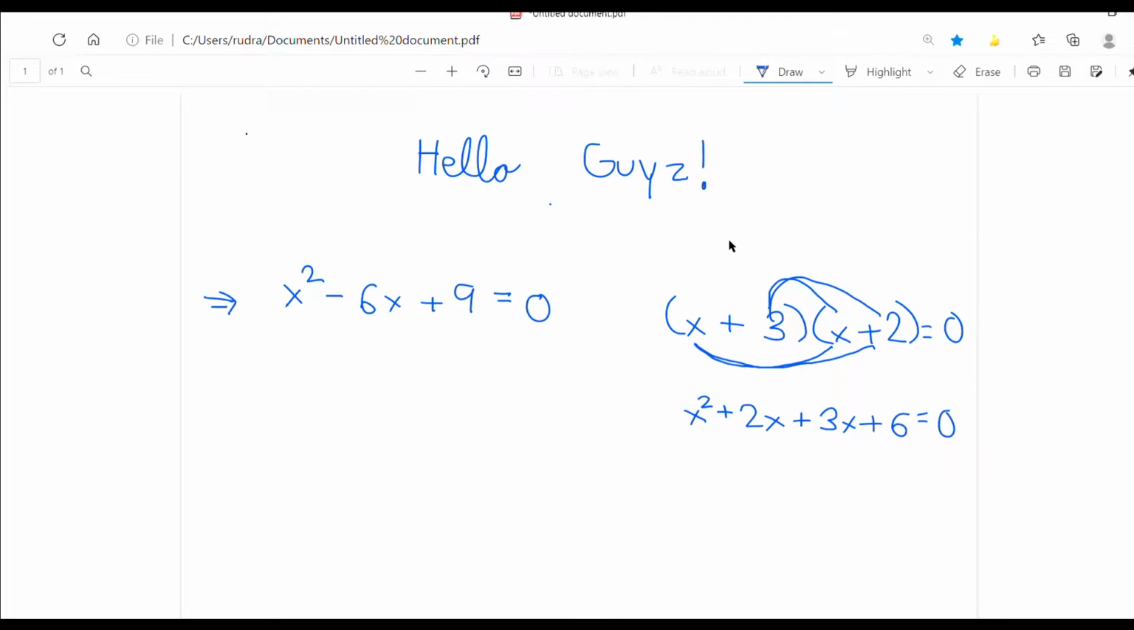Now we're gonna add the like terms. So x squared plus 5x plus 6 equals 0. Okay, so then we see that that's the answer over here already, which is x squared plus 5x plus 6. That's the answer of this. So now you get the idea of how to do factorization.